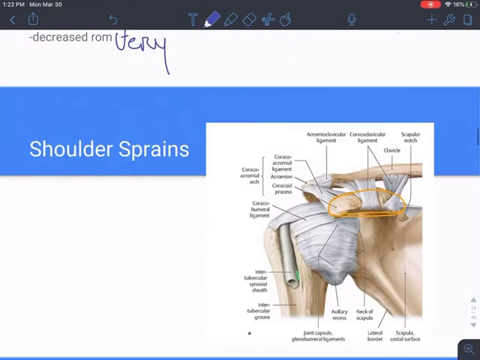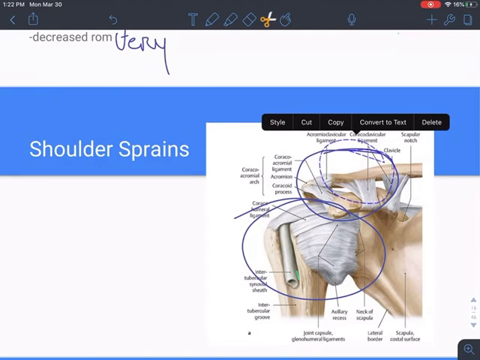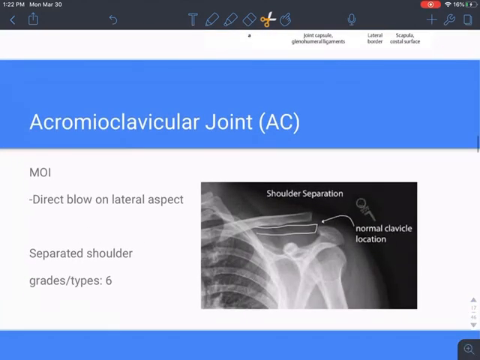All right, now let's get into shoulder sprains. We're going to talk about a couple of different joints: the AC joint and the glenohumeral joint. First, the AC joint, the acromioclavicular joint. You could sprain the AC joint, and some people call it shoulder separation.